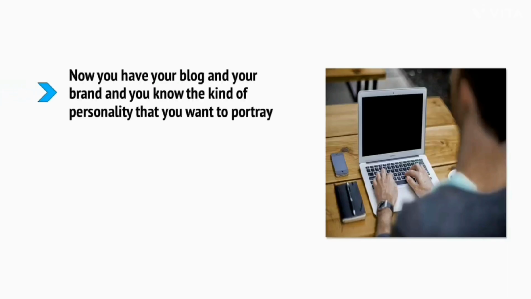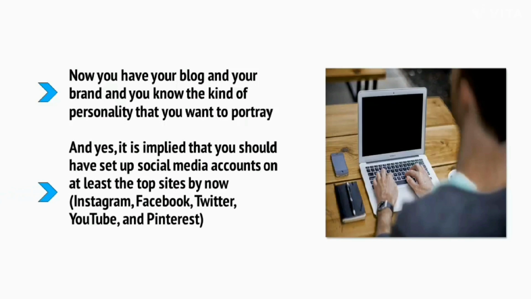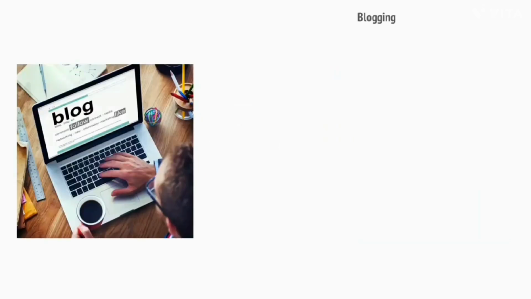Creating content. Now you have your blog and your brand, and you know the kind of personality that you want to portray. Everything is in place for you to start filling your site and your social media accounts with content. And yes, it is implied that you should have set up social media accounts on at least the top sites by now. Instagram, Facebook, Twitter, YouTube, and Pinterest. If you haven't, then go and do that now. Now you can begin posting. And here's what that is going to entail.